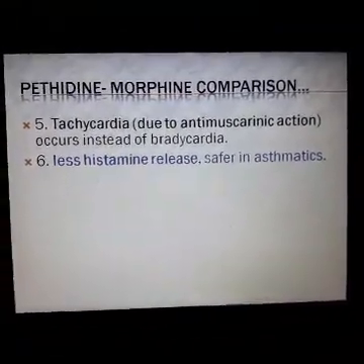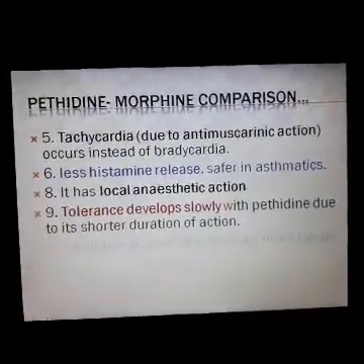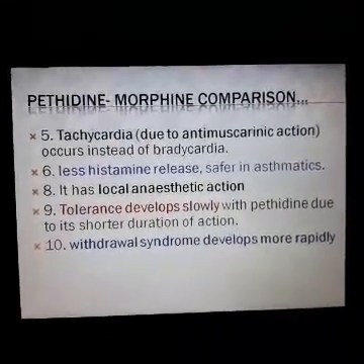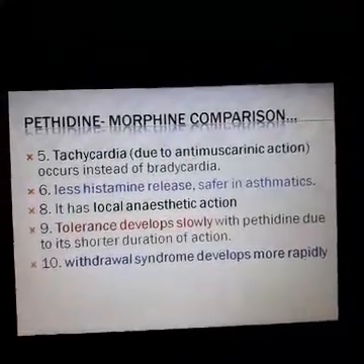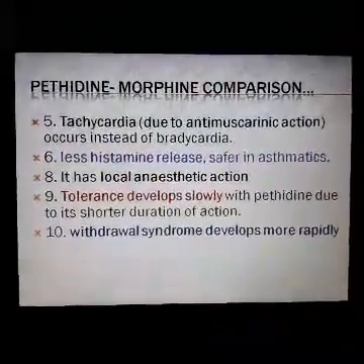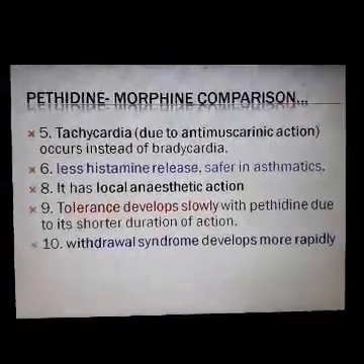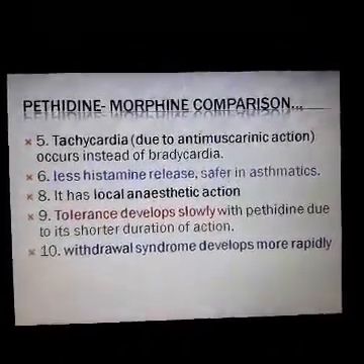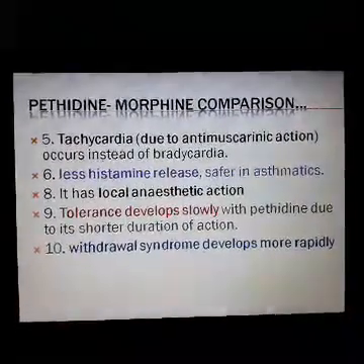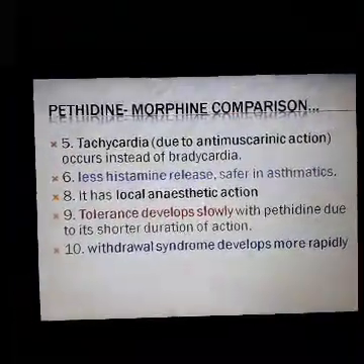It causes less histamine release, so it is safer in asthmatics, and tolerance develops slowly with pethidine due to its shorter duration of action, and withdrawal symptoms develop more rapidly. So it is actually a general rule. As pethidine has a shorter duration of action, tolerance develops slowly, because for tolerance to develop rapidly, you need to occupy the receptor by the agonist for a longer time. As receptor occupancy by pethidine is shorter, tolerance also develops later.